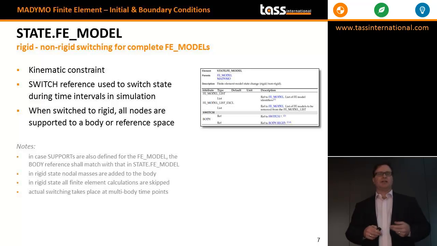The next kinematic constraint is the state.FE model, which is a switch used to make a complete FE model rigid or flexible. Note that when it's switched to rigid, all nodes are supported to either a body or to the reference space. The state.FE model keyword is generally used to speed up a calculation in intervals of the simulation where the FE model is not yet supposed to deform.